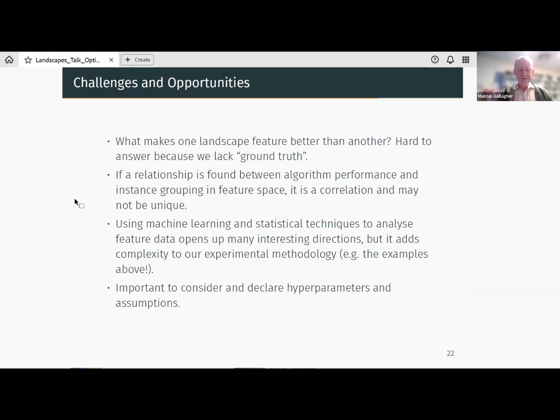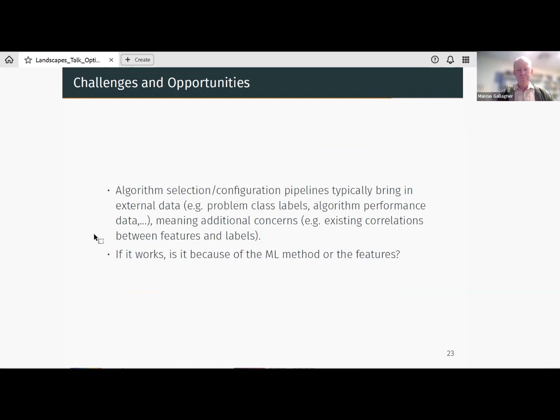Using machine learning and statistical techniques, a lot of people do a lot of this stuff, and it opens up interesting directions, but it makes the experimental methodology complex. So I think it's important to consider hyperparameters and assumptions. There's a lot of work to be done there, I think, to improve this area of research and extend it, expand it.